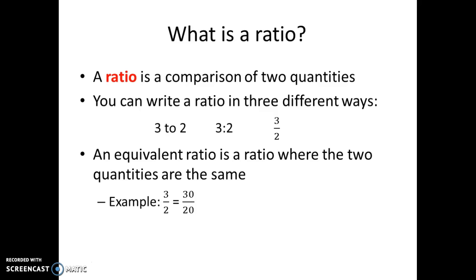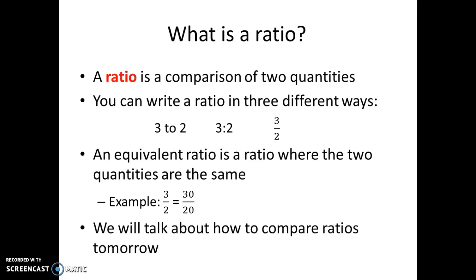So an equivalent ratio is a ratio where the two quantities are the same. So for example, 3/2 is equal to 30/20 because we simply scale up by 10. So we'll talk tomorrow about how to compare ratios, which means we'll figure out how to tell if two ratios or two fractions are equal.